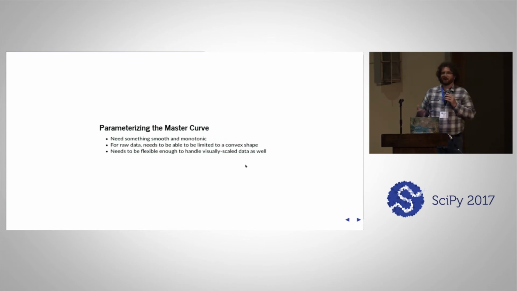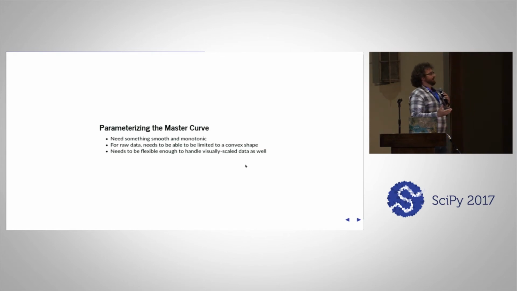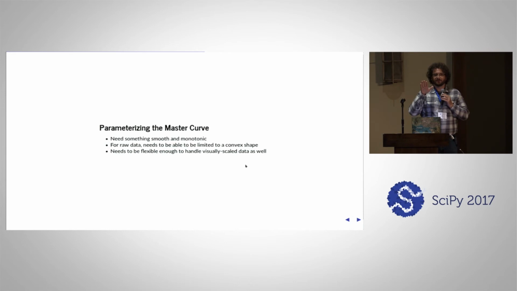So we need something smooth and monotonic. If we have our input image and we go up in brightness in that, we don't want the output image to decrease in brightness. That's what I mean by monotonic here. For raw data, we need to be able to limit it to a convex shape. For data that's already visually scaled, though, we want to be able to go back down to just a straight line, which would be the no change. And it needs to handle a lot of variability within that.